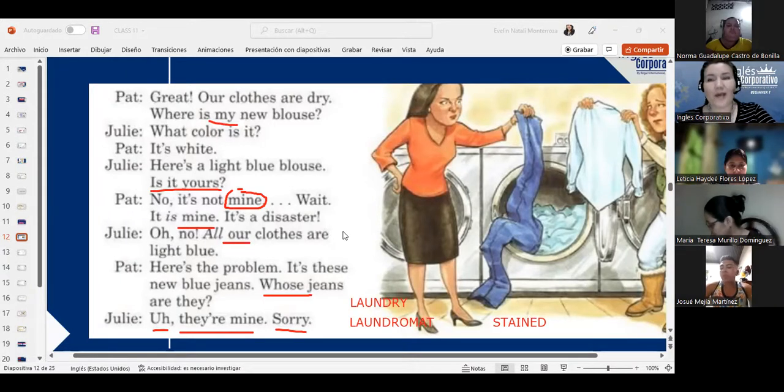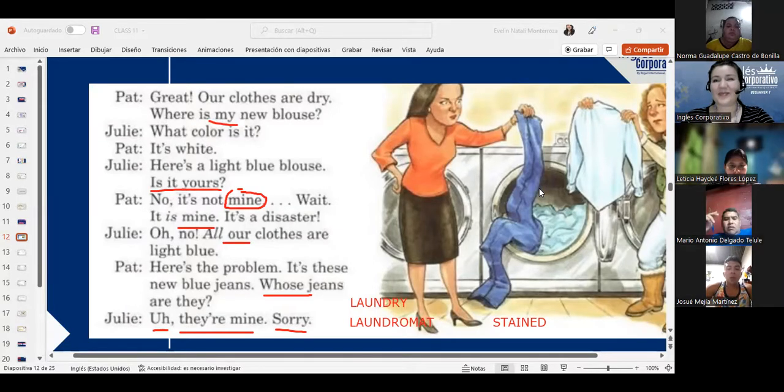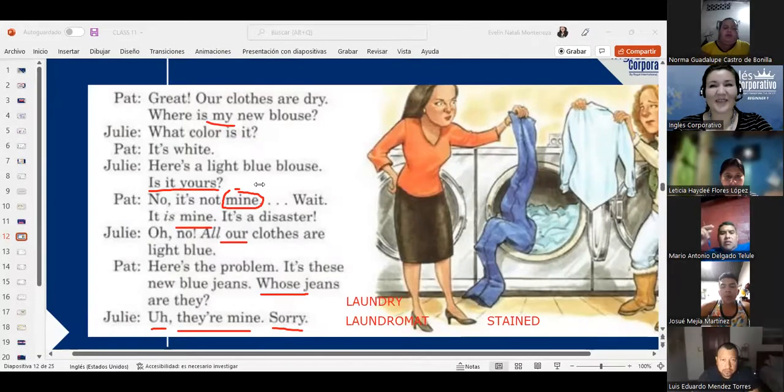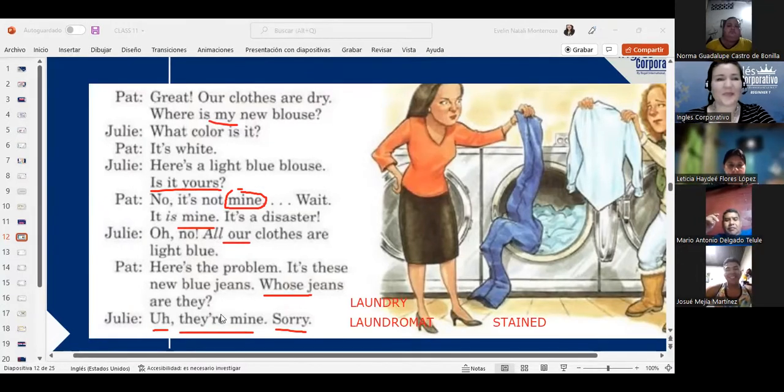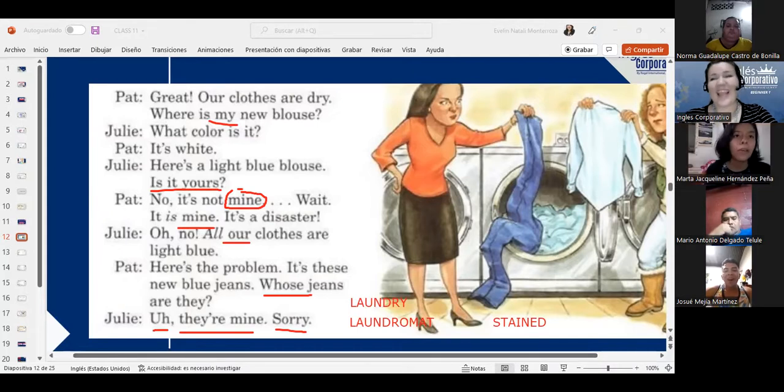All our clothes are light blue. Oh, they are mine. Sorry. They are mine. Sorry. It's like, oops. And you escape. Josué Mejía and Marta Jacqueline, help me with the conversation. Go ahead. Great. Okay, Marta starts. Marta is going to start and then you continue.